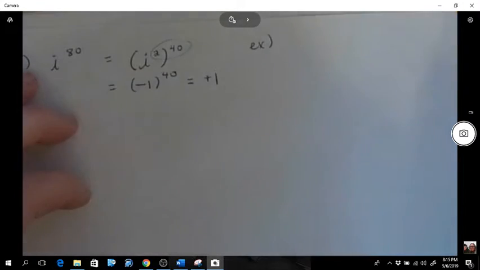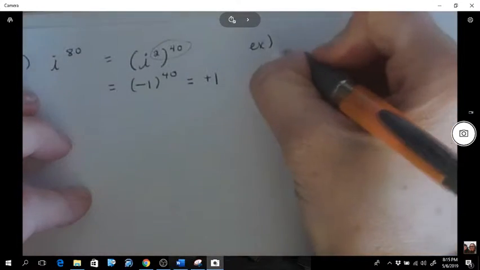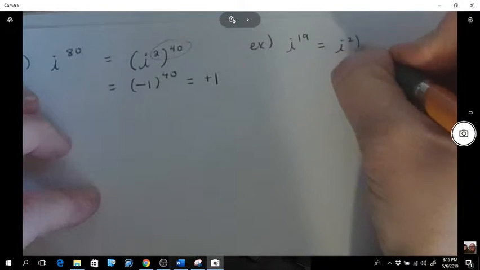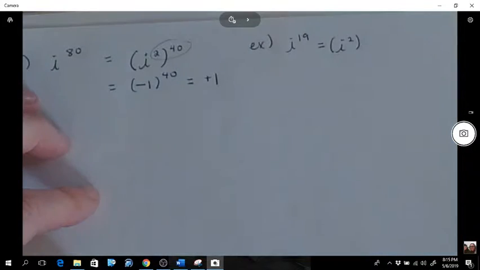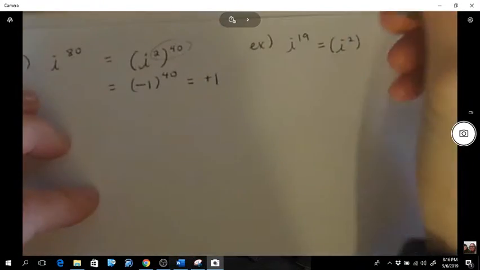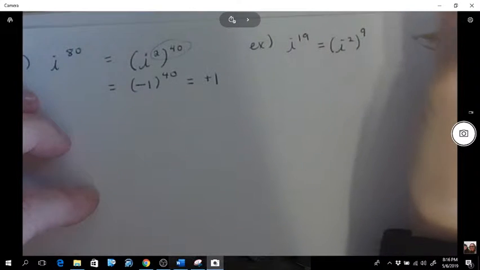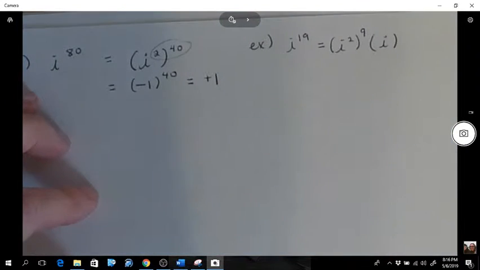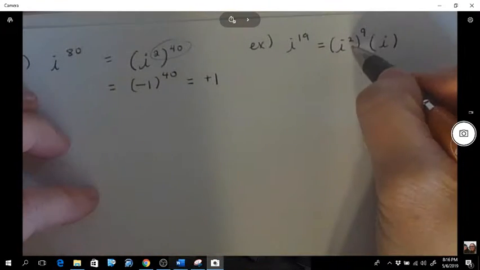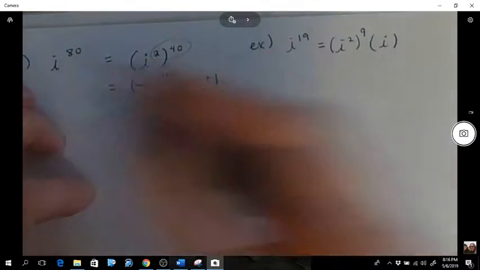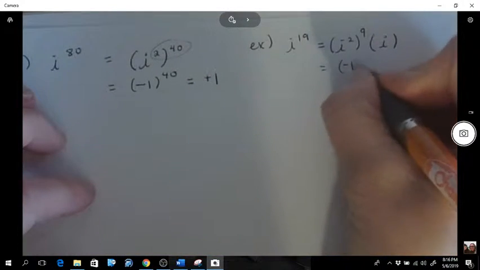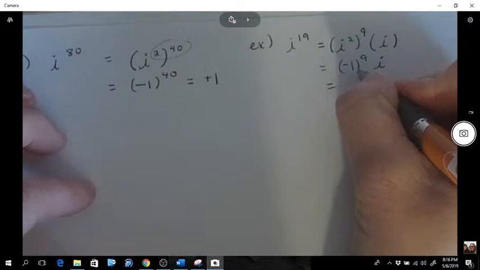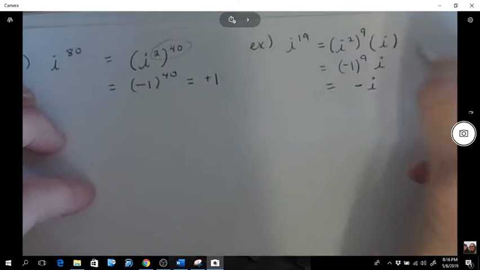Okay, let's try another one. i to the 19th. Okay, so when I rewrite this, I have an i squared, and then the most I can get to is an 18. So 2 times 9 is 18, and then I would still have another i after that. Okay, so 18, and then this is the 19th i. So now this is a negative 1 to the 9th times an i. This ends up being a negative 1, so negative i.